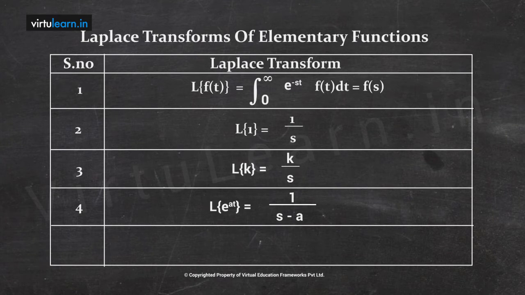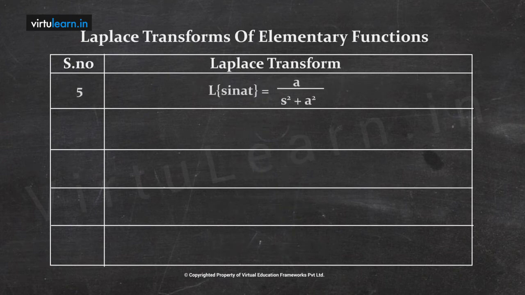Laplace transform of e power minus at is 1 by s plus a. Observe these two functions: e power at means 1 by s minus a, e power minus at means 1 by s plus a. These two things you have to remember. And Laplace transform of sin at equals a by s square plus a square. Laplace transform of cos at equals s by s square plus a square.